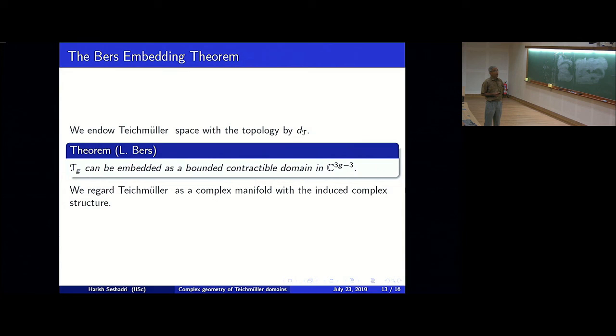Lippmann-Burs proved that this can be embedded. Right now it's just a topological embedding. So we have a topology, the metric topology, and this can be embedded as a bounded contractible domain in this. Of course, since it's only a topological embedding, this bounded really doesn't have much value. I mean, you can always deform the embedding to go inside the ball.